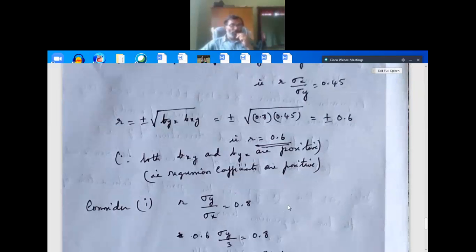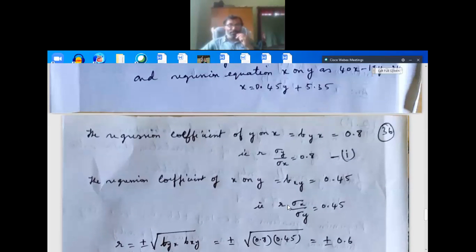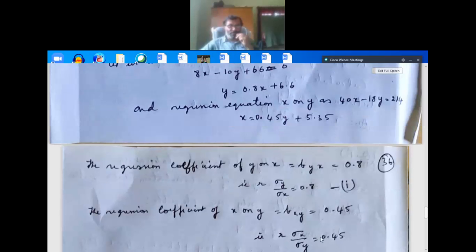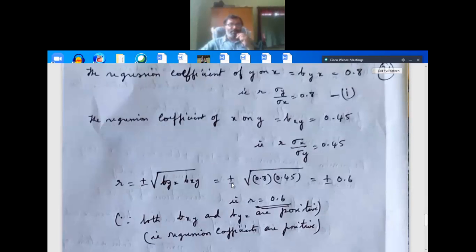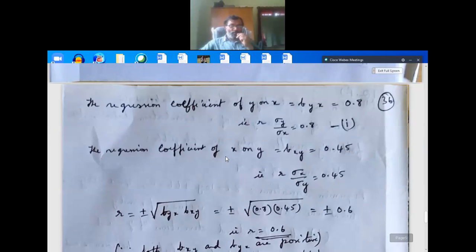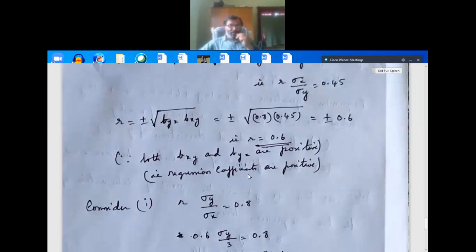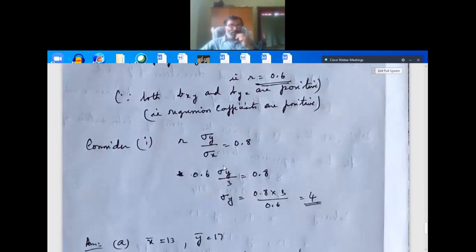Now we answered two questions. Now we have to find standard deviation. For that I use this first equation, because I want to find standard deviation of y. Or I can use any one equation. R into sigma y by sigma x is 0.8. So 0.6, R you got. Sigma y, we have to find the standard deviation of y, divided by sigma x, which is 3. So put the sigma x value. So sigma y is 0.8 into 3 divided by 0.6, that is equal to 4.